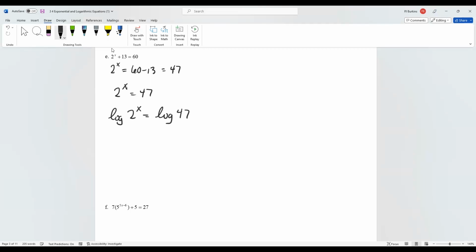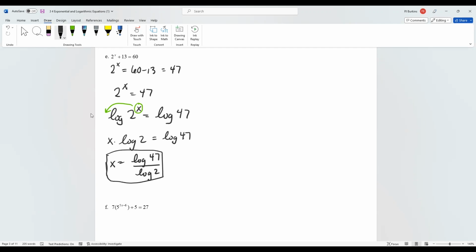And when I do that, you might recall that there's a rule that says if there's a power on the argument inside of the log, I can bring that down in front of the logarithm. So I can rewrite the left-hand side as x times the log of 2 equals log 47. Then if I want to get x by itself, I would just need to divide the log 2 to the other side. So x equals log 47 divided by log 2. So I'm going to leave that as my answer because I don't want an approximation, but let's go ahead and find one just to see.